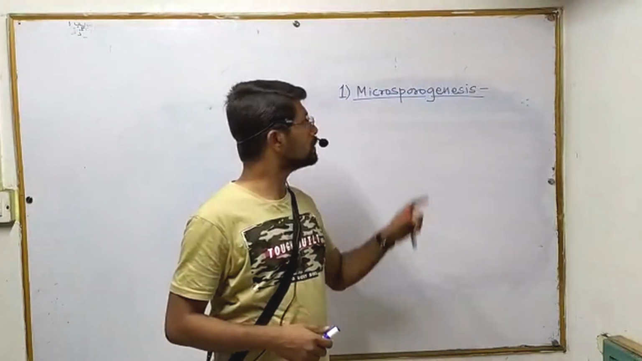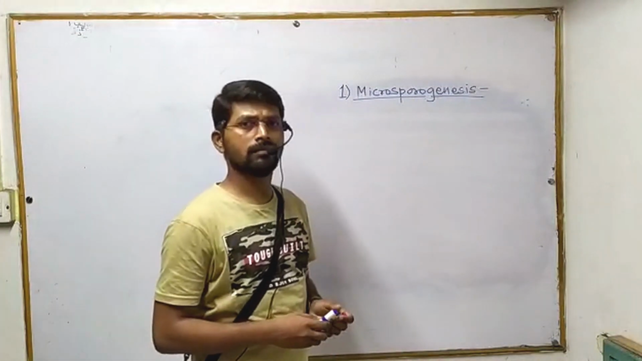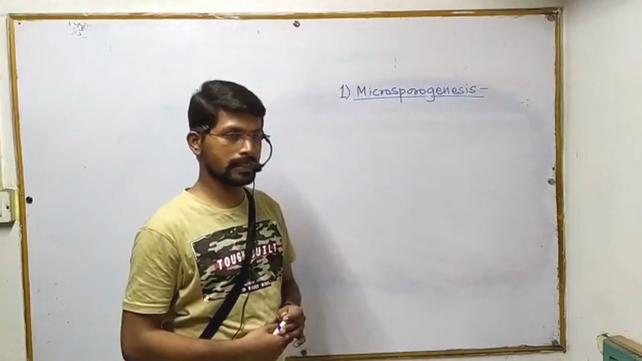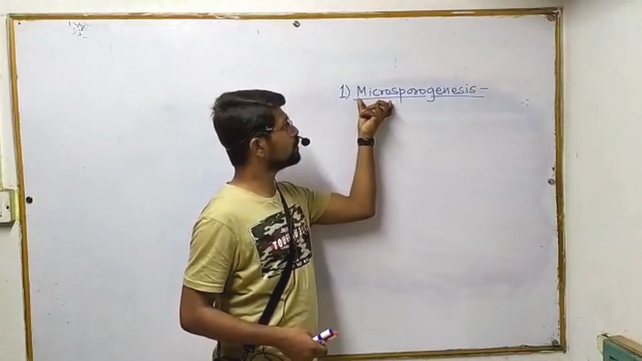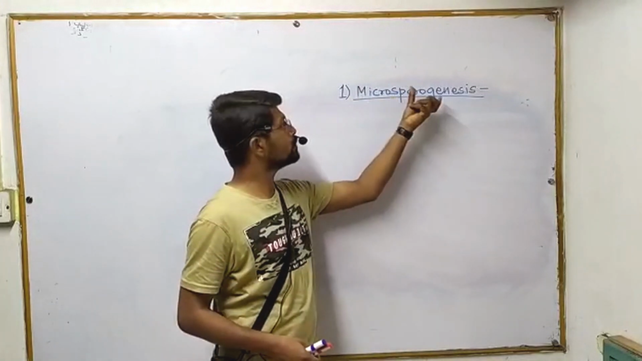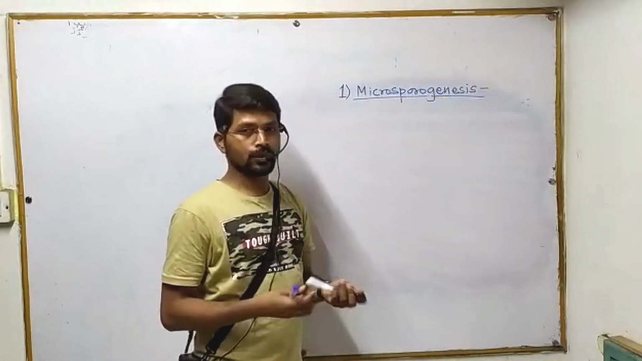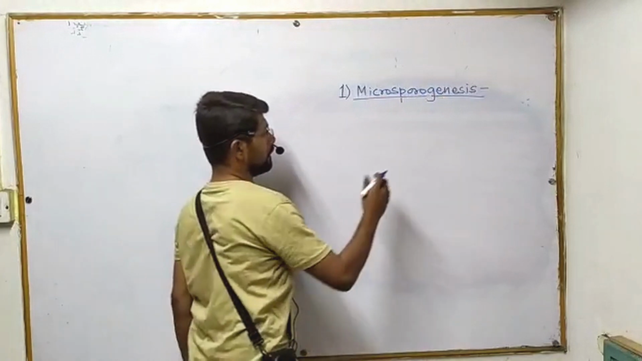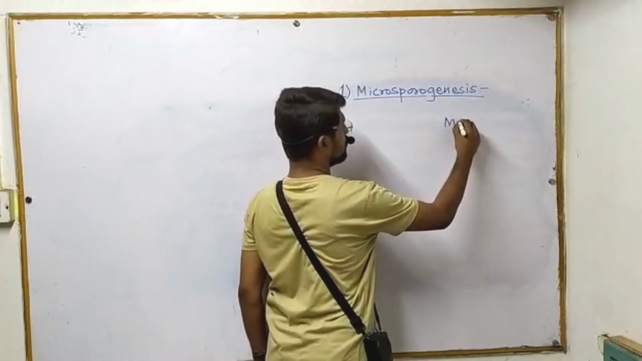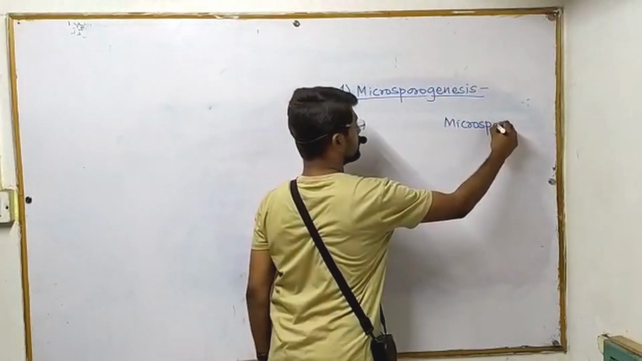Now let us discuss what is microsporogenesis. It is very simple. The definition is very easy. The process of formation of microspores is called microsporogenesis. Microspore, and genesis means formation. So you can write it in the form: the process of formation of microspores.